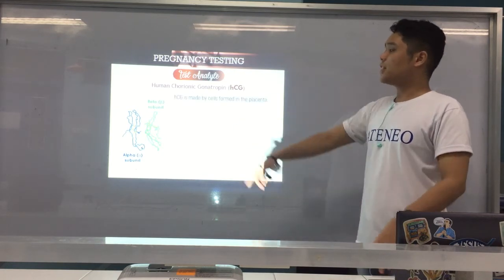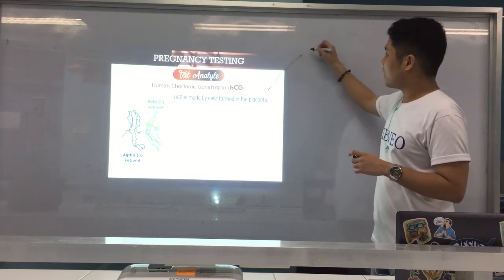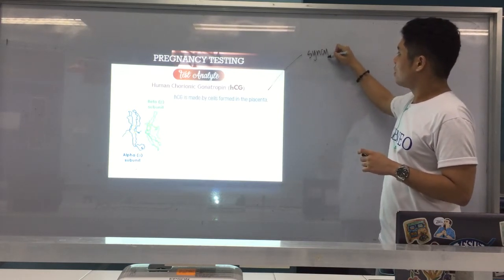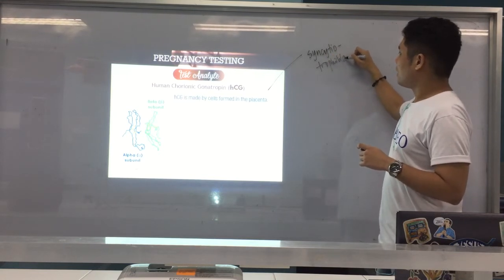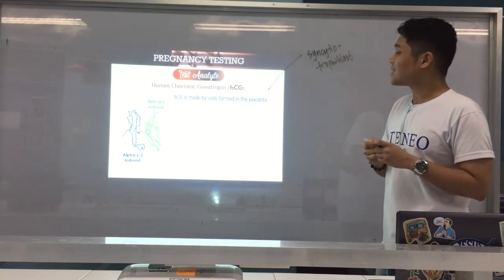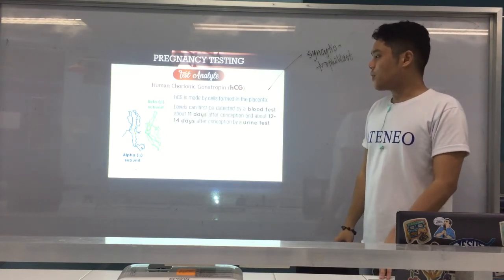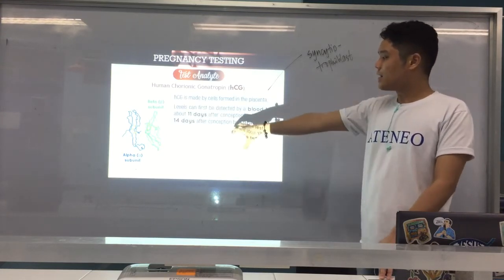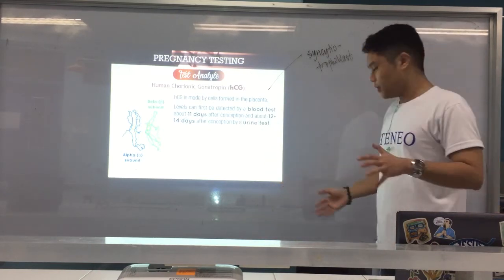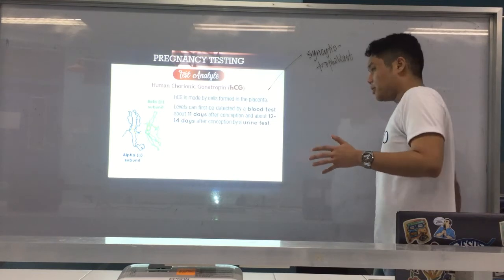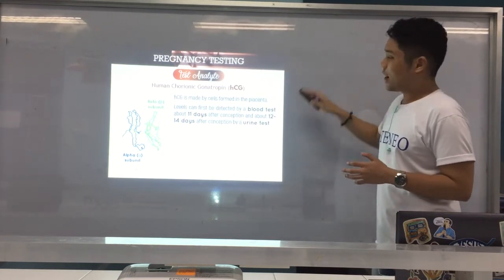Okay. HCG is made again by cells formed in the placenta. Specifically daw, the syncytiotrophoblast cells of the placenta. Okay? Alright. Levels can first be detected by a blood test 11 days after conception and 12 to 14 days in a urine test. So it's really quite early or good. Usually after 2 weeks daw, mo-rise na ang levels ng HCG.